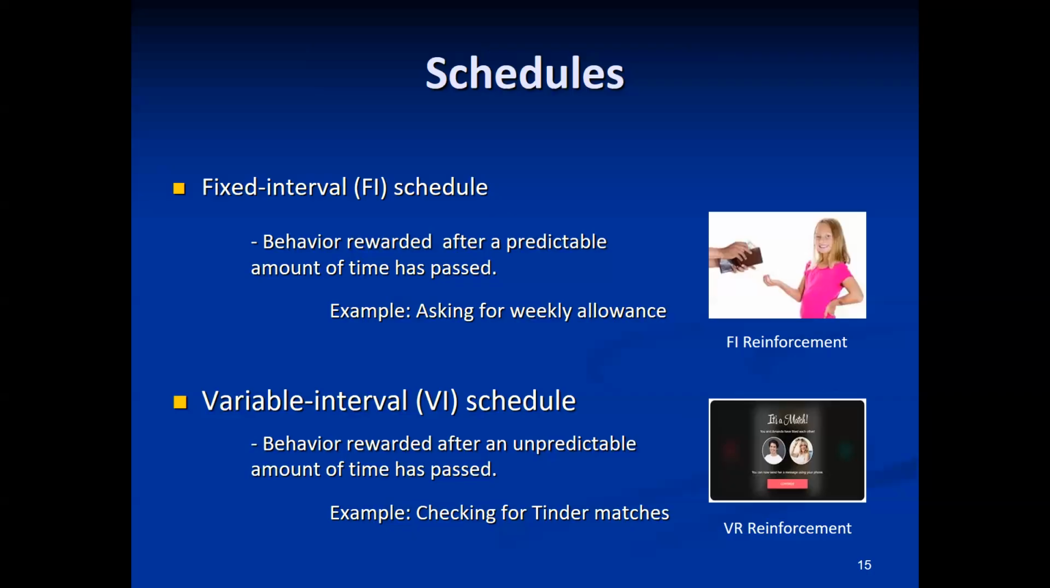With a variable interval schedule, target behaviors are still reinforced or punished based on the passage of time, but the amount of time between rewards or punishments is unpredictable. For example, anyone who has a Tinder account is on a variable interval schedule. That is, sometimes your account will show new matches only seconds after the last time you checked it, while other times it can take hours or days for new matches to appear.